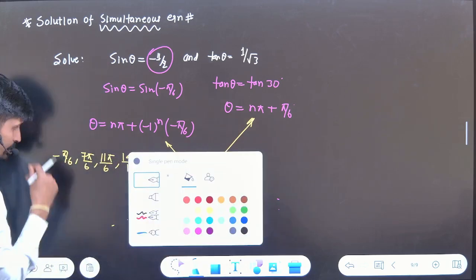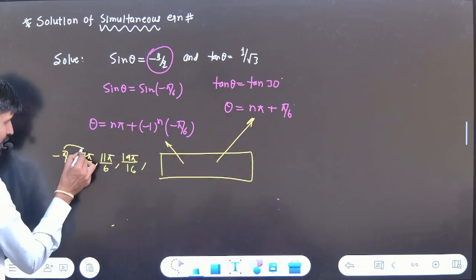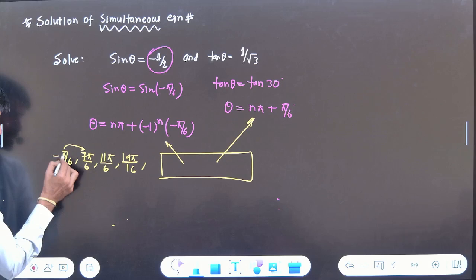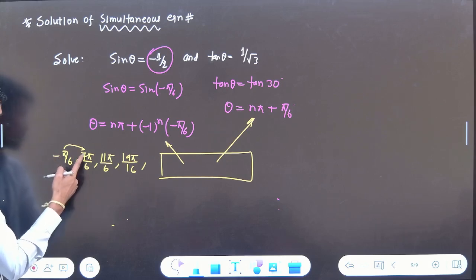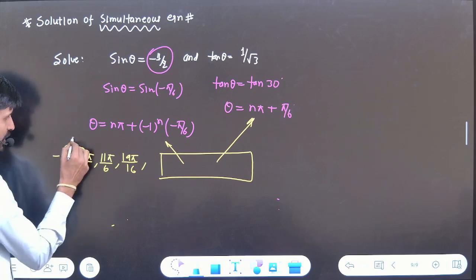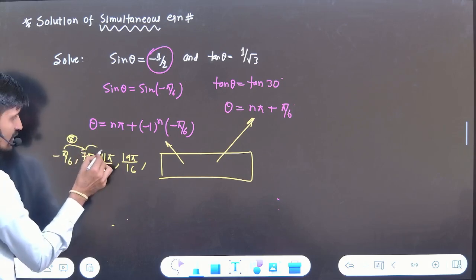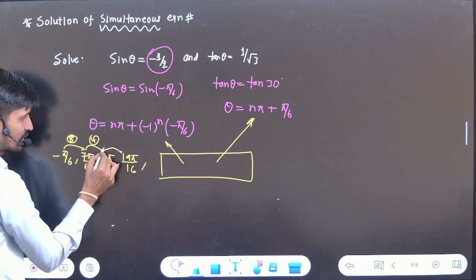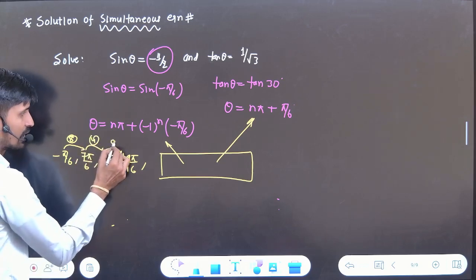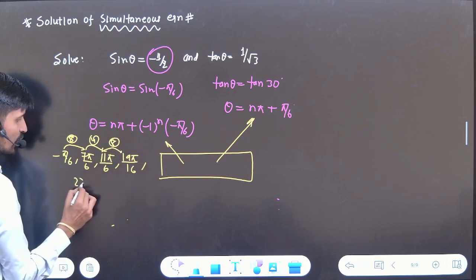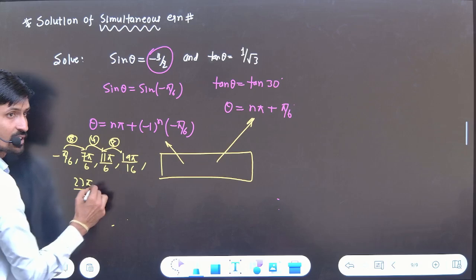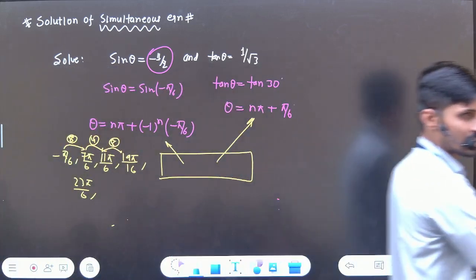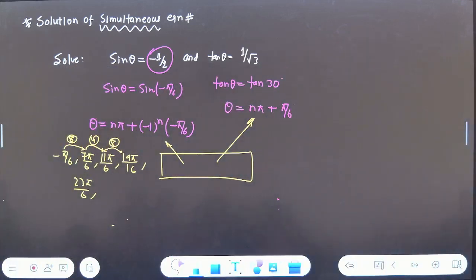Look from here to here. How many increments are done? Pi by 6, pi by 6. This is minus 1, 7. What is the difference? 8. Here, what is the difference between 7 and 4? Here, what is the difference between 11 and 19? 8. It means next will be 23 pi by 6. Next will be 31 pi by 6. Next will be 35 pi by 6. Next will be this.